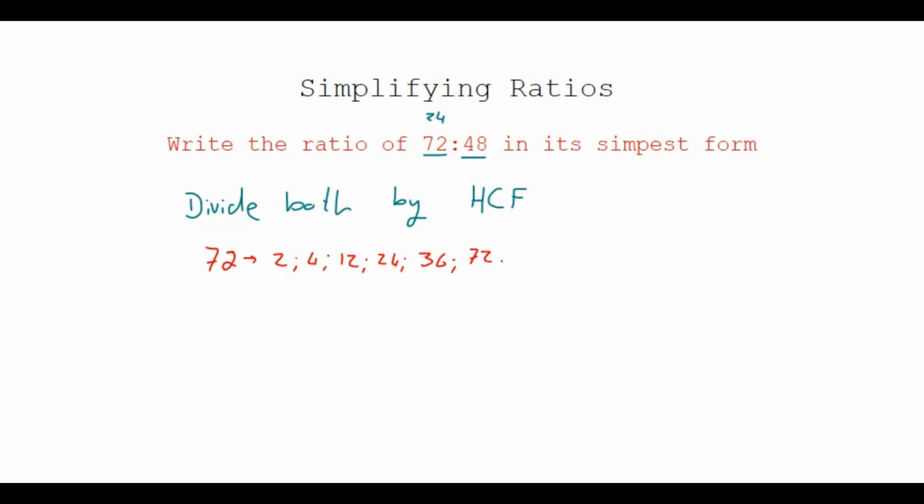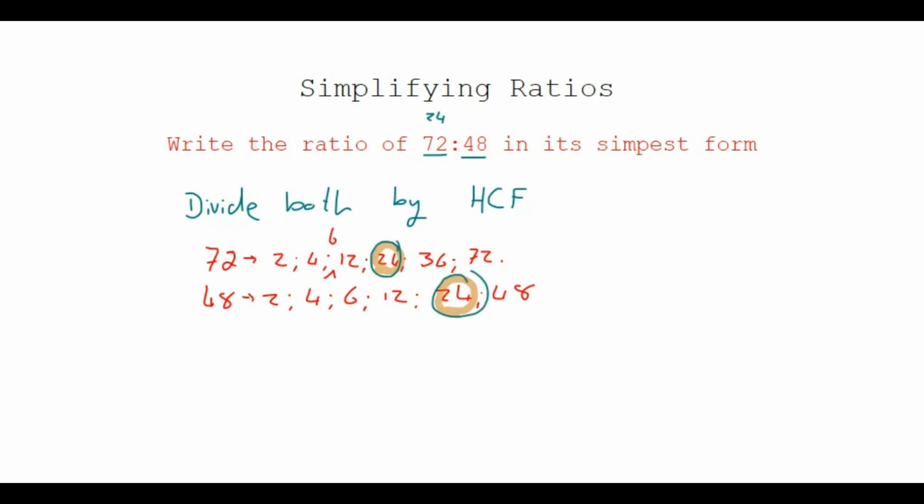And 48, we could break 48 down into 2, 4, 6, 12, 24, and 48. Now, the common one there would be 24. Yeah, okay, I missed 6 over here, but that wasn't really necessary for what we're doing. Okay, so the highest common factor between both of them is 24.